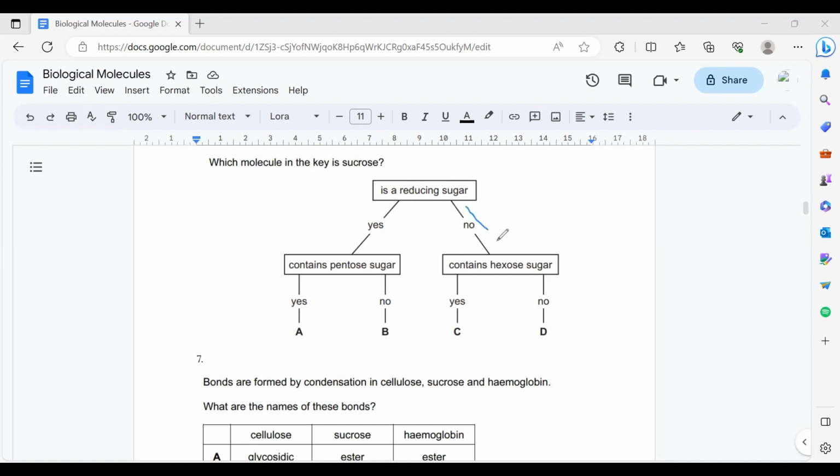So you go on to this pathway. This is not an option anymore because it is not a reducing sugar at all. Does it contain hexose sugar? Hexose sugars are those sugars that have 6 carbon atoms, and they commonly include glucose, galactose, and fructose. All of them are hexose sugars. So sucrose is made up of, let me just type it out.